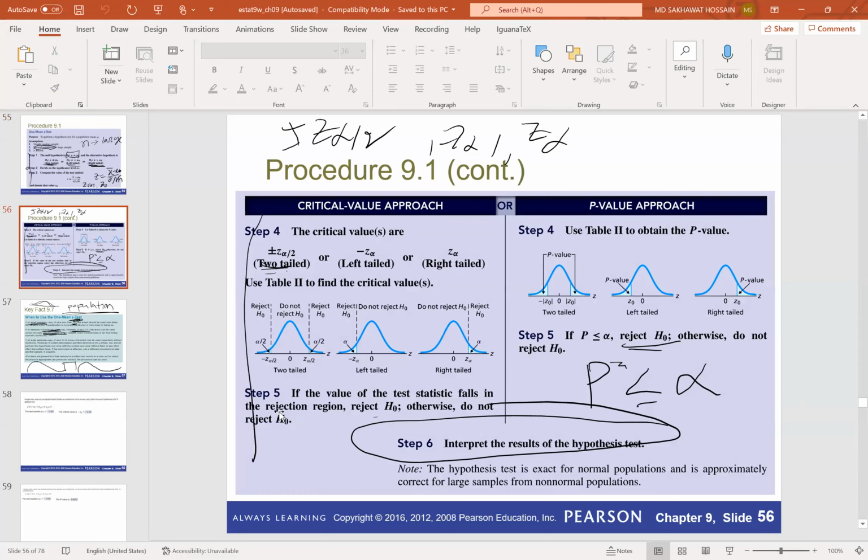Okay, then step 4 is we can use either the critical value approach or the p-value approach to make our decision whether we'll reject the null hypothesis or we'll fail to reject. So we discussed it in the last class. And step 5 is we'll make our decision. And step 6 is we'll interpret the result based on our decision.